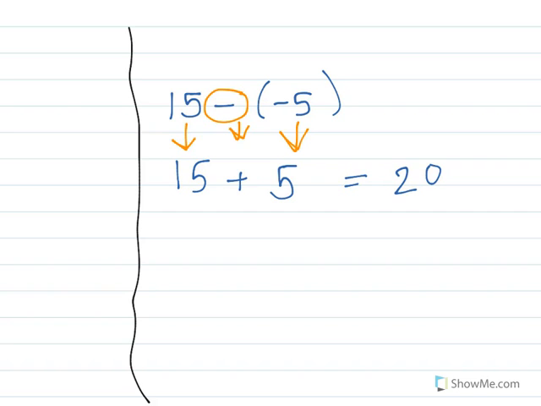A little tip that holds true for every math operation is if you ever see two negative signs right next to each other like we have here, those automatically turn into a positive, because two negatives make a positive. So this could have automatically been rewritten as 15 plus 5.